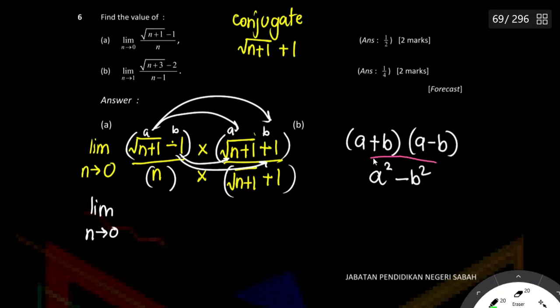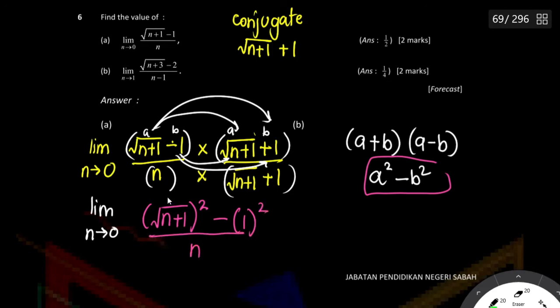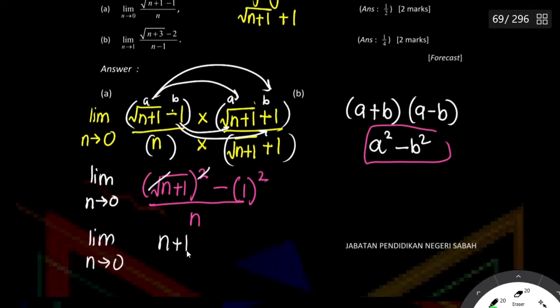Let's say I'm following this form. So I'm going to write my A. A is square root n plus 1. Then put square minus b. What is the value of b? B is 1 square. Put it this way so it's easier. So square root and square can cut. We are left with n plus 1 only, minus 1 over n. So 1 minus 1 is 0.